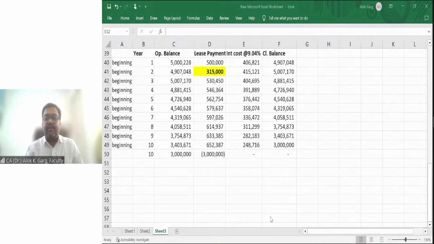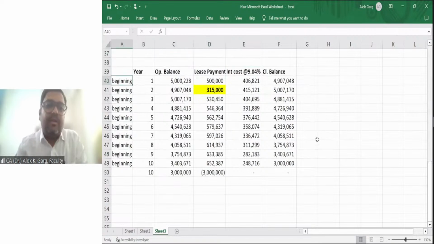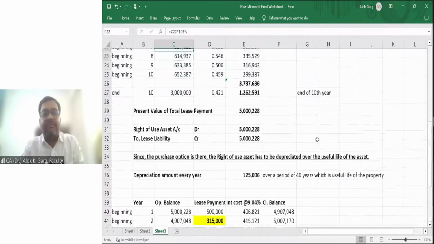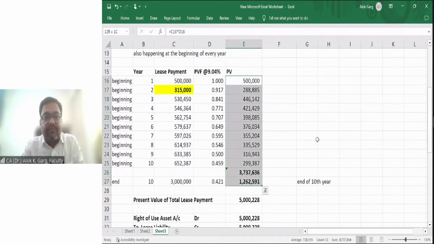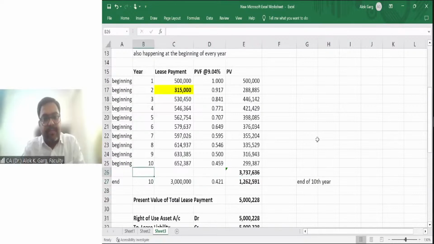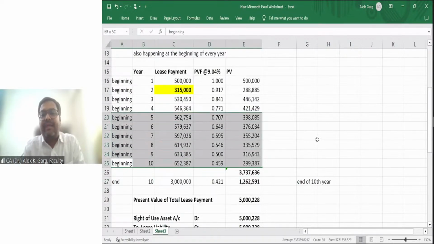Abdul is asking, sir, why no interest for the 30 lakh last payment? Abdul, if you look at this entire lease payment schedule, what is the opening balance? 50 lakh 228. How did this opening balance come? The opening balance came by taking the present value of the future lease payments plus the exercise price, right? All the lease payments are at the beginning of every year.